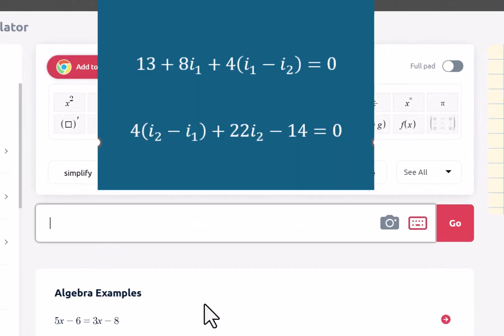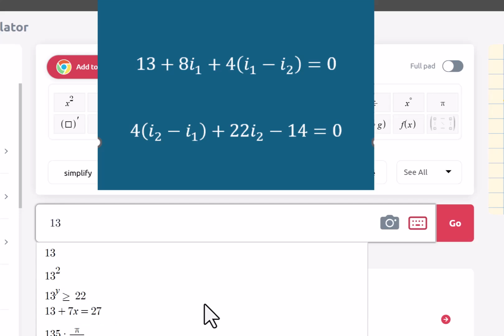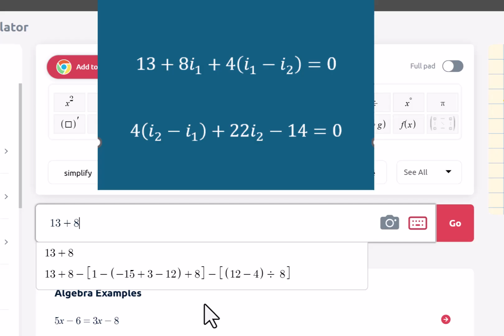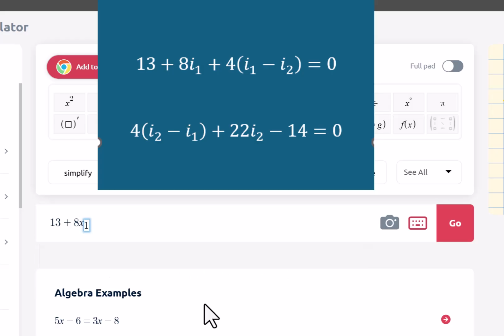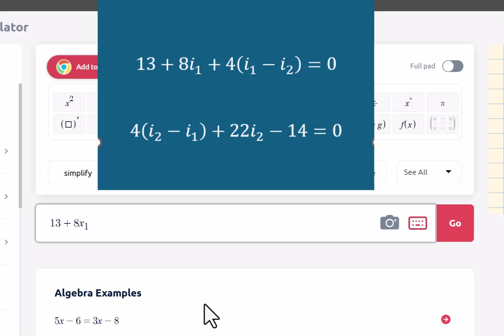I've tried using the variable I in Symbolab, but it gets confused between the complex number i and I being a variable. So when I put in my two equations, I'm going to use x1 and x2 instead of I1 and I2. I'll put in 13 plus 8, and remember I'm going to put in x1 instead of I1. I use the underscore to go down to the subscript, and then I'm going to click over with my arrow to get out.